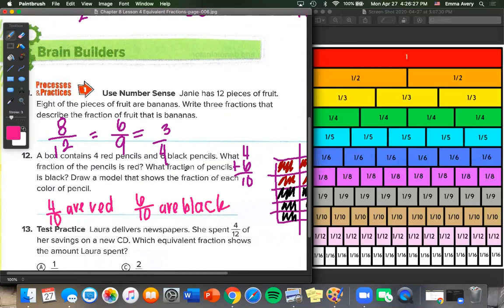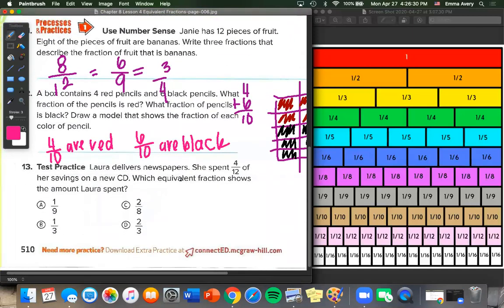Test practice. Laura delivers newspapers. She spends 4/12 of her savings on a new CD. Which equivalent fraction shows the amount Laura spent? Well, we can either use our chart over here or we can do some math. So I am going to show you with some math. So 4 over 12, well, I don't think it's going to be 9 or 8. So I'm going to try with 3 first.